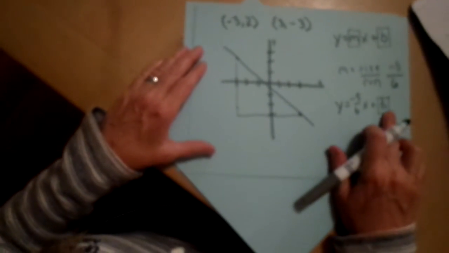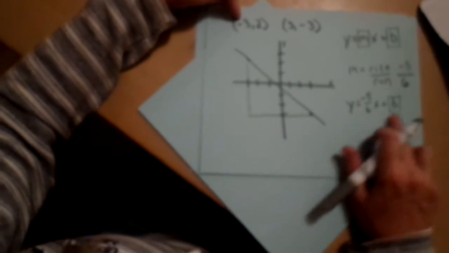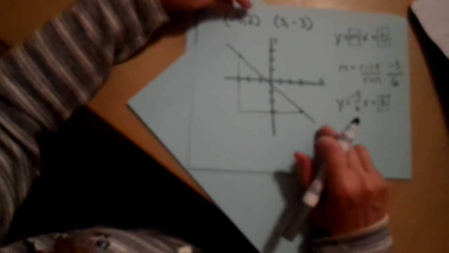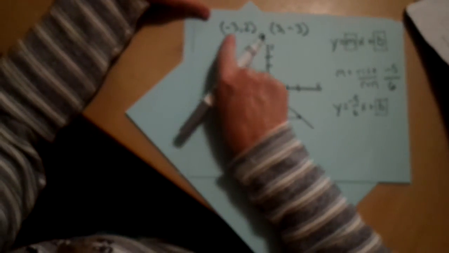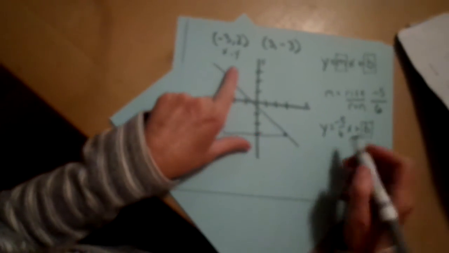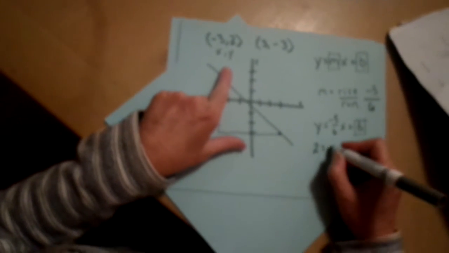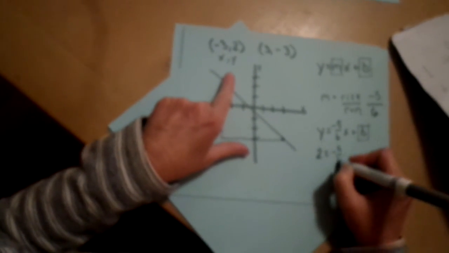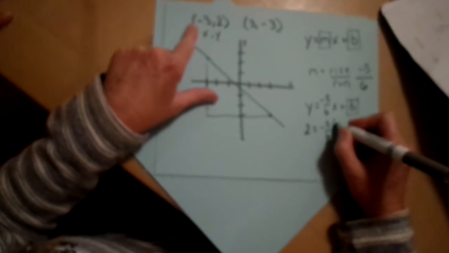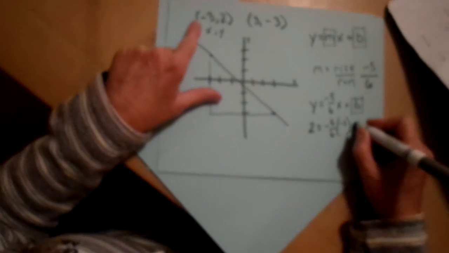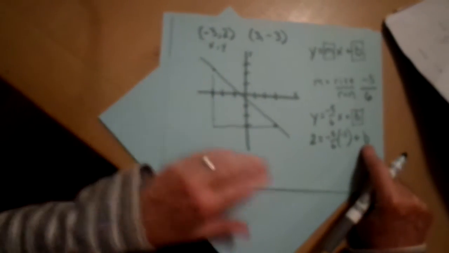The way we find that is we can take the information from these points. You could put in one of these points for x and y. Let's use this point: negative 3 is our x and 2 is our y. So our y is 2, so we'd put a 2 here. Negative 5/6 times x, which is negative 3, so we put a negative 3 there. And then we add the b, because that's what we're trying to find.